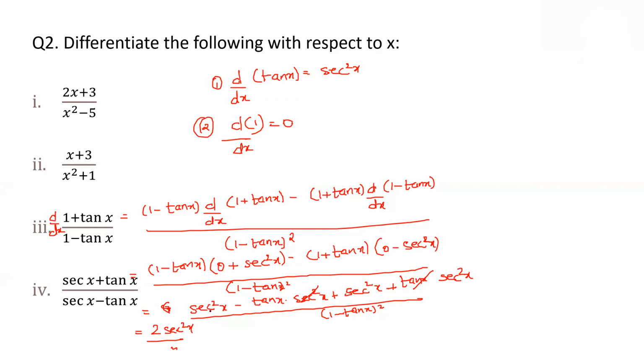So it will be by 1 minus tan x the whole square, right? Yeah, it is 1 minus tan x whole square. Okay. So, Krishna, please start the fourth one.